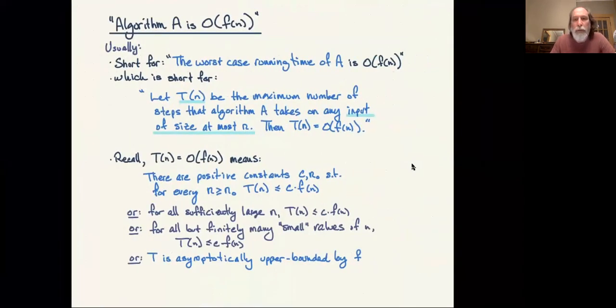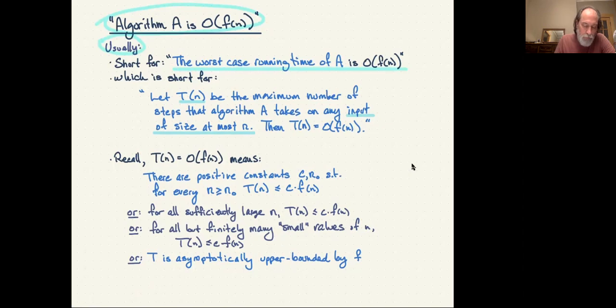Okay, now when we go to apply big O to discussions of algorithms, we say all the time things like this: algorithm A is big O of f of n. This is really sloppy, right? Because algorithm A isn't a function, so it can't be big O of f of n. Usually, most of the time we're talking about certain properties of algorithms, right? So usually this statement is short for the worst case running time of algorithm A is big O of f of n, which in turn is short for a more careful statement, right?